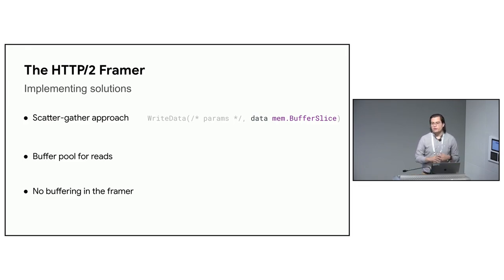And finally, the way we solve the last problem is by removing the buffering inside of the framer. So essentially, when we're writing a data frame, instead of copying the data into a buffer that lives inside of the framer, we will just write that same data directly into our buffer writer. That way, we don't have that redundancy in copies.